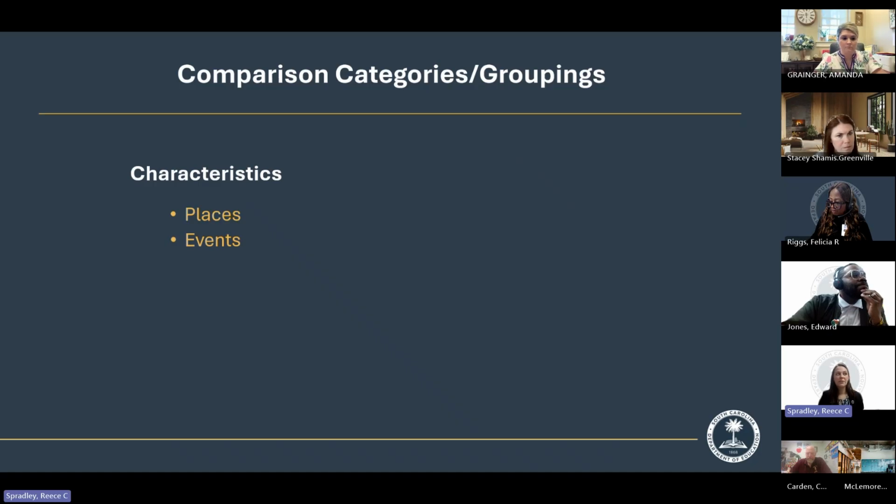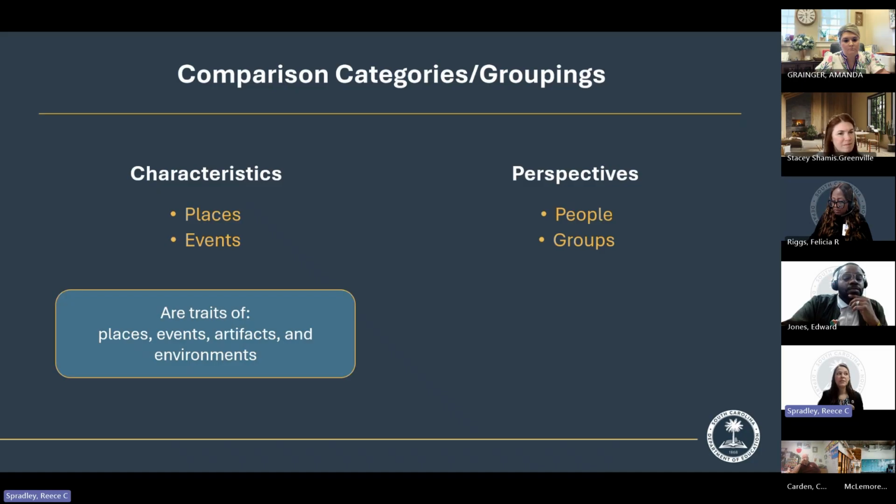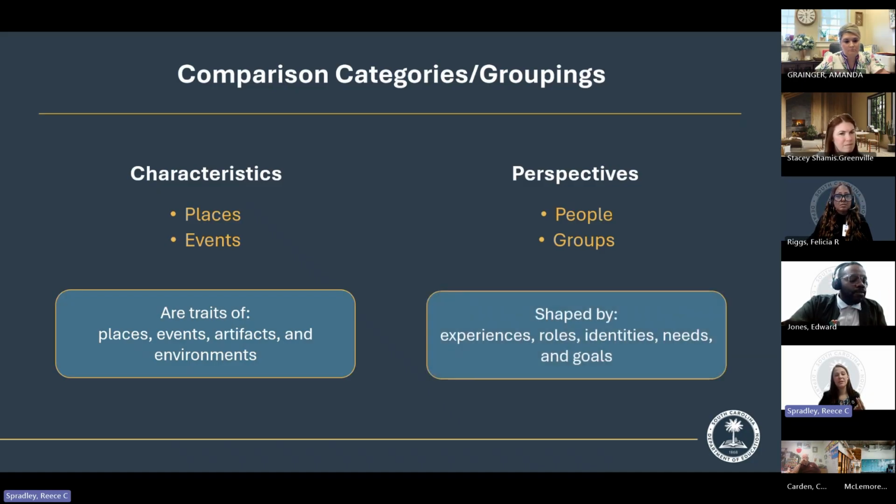So we also have characteristics which apply to places and events. Up until this point, you'll have heard me repeatedly say traits. And then we have perspectives which apply specifically to people and groups. Traits are things about places, events, artifacts, and environments. And I specifically wanted to include this slide because perspectives are things that are shaped by experiences, roles, identities, needs, and goals that apply to those peoples and groups. So there's a little bit more to those sometimes than when you're looking at your places and your events.